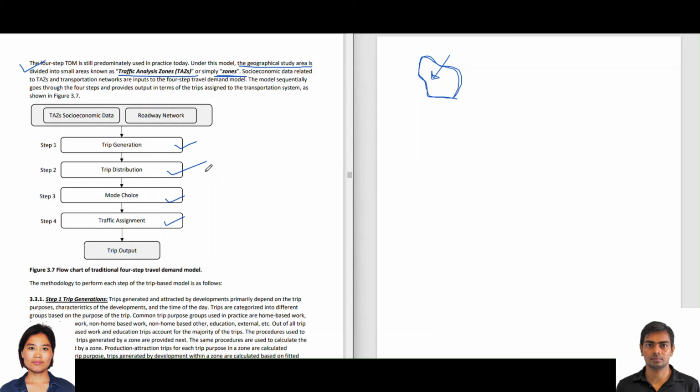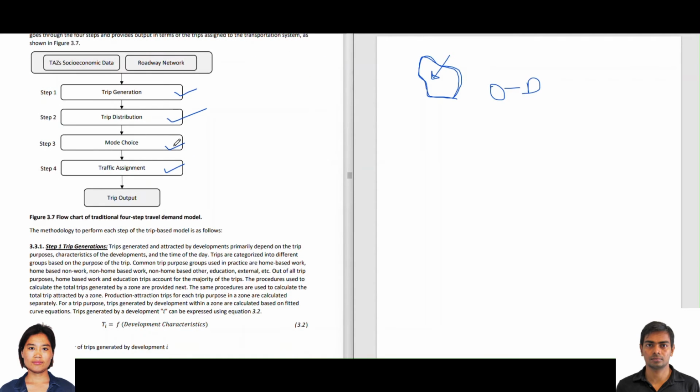In trip distribution, we figure out how many trips are going from one zone to another zone. When a trip starts from one zone and it goes to another zone, then the beginning zone is called the origin zone and the last zone is called the destination zone. So another term in traffic operations to remember is origin-destination.